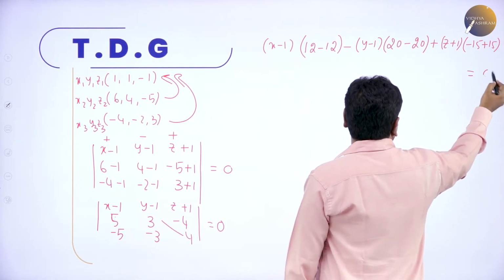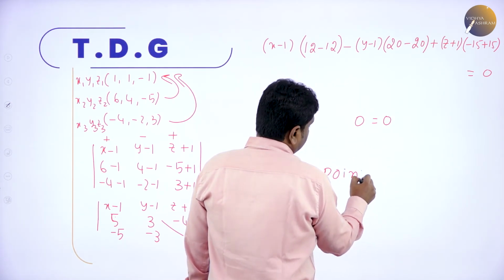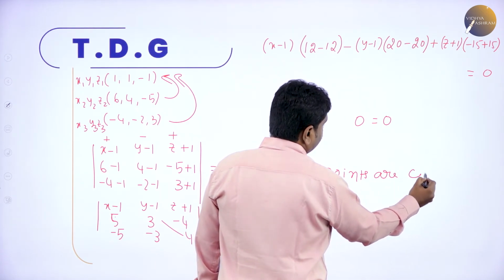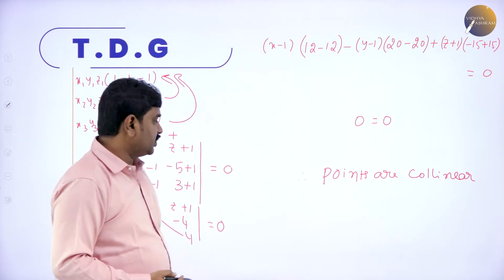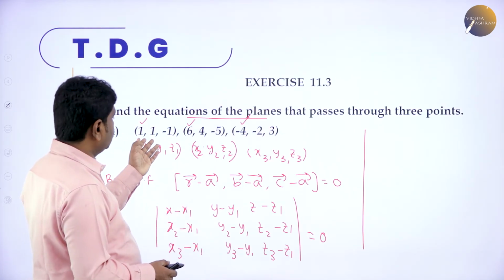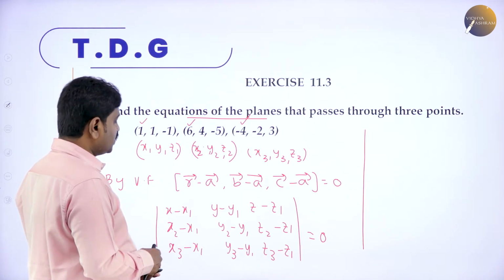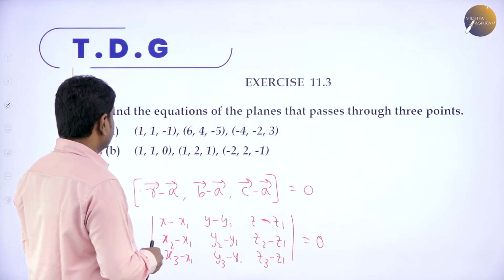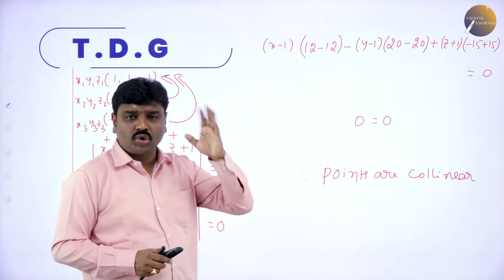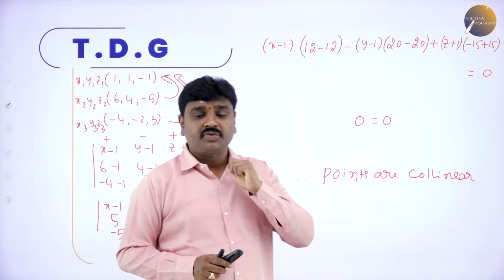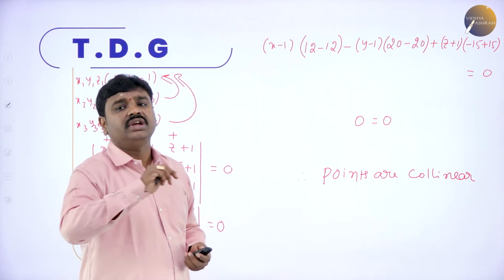Now we get 0 is equal to 0, which means the conclusion is that the points are collinear. Points are what? Collinear. Because I am not getting an equation of a plane. When I substitute this in the three non-collinear points formula, I am getting a 0 by 0 form. So when I get 0 is equal to 0, it means the points are collinear. When I try to write the equation of a plane through 3 non-collinear points, I am getting 0 on the LHS, so the conclusion is the points are collinear.